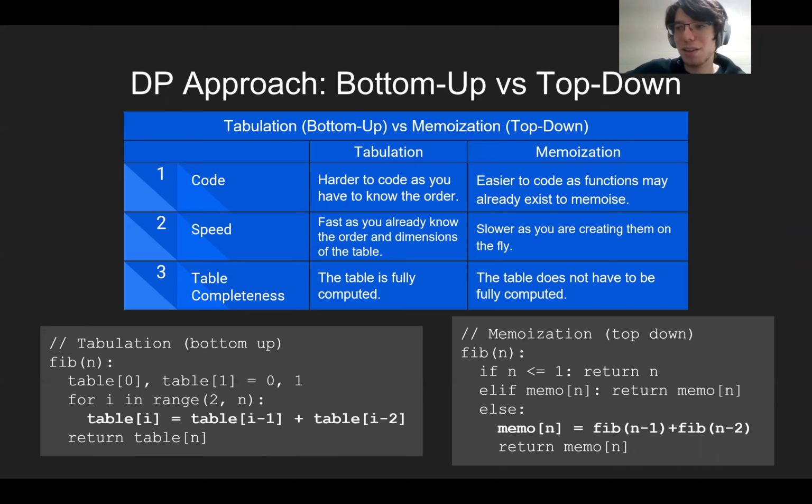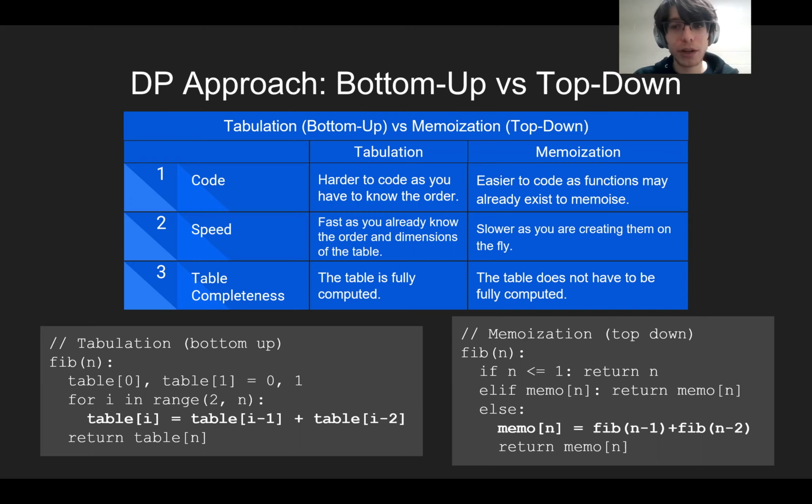Sometimes there will be more things on the stack at a time, for example. And for table completeness, in tabulation, you're always going to fill the table of values that are the subproblems, right? Like the subproblems, for example, f of 0 to f of 4. For tabulation, you're always filling the entire table.